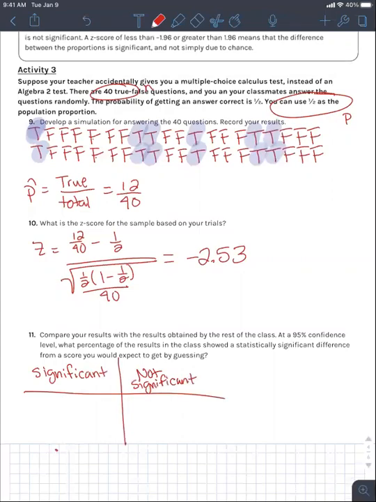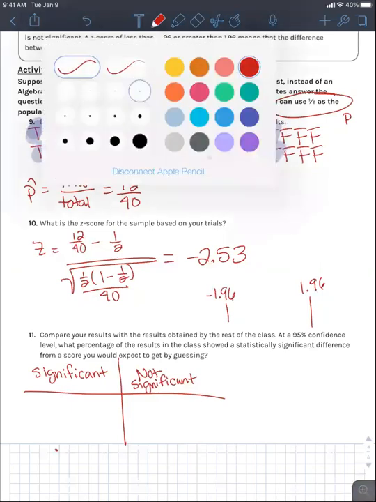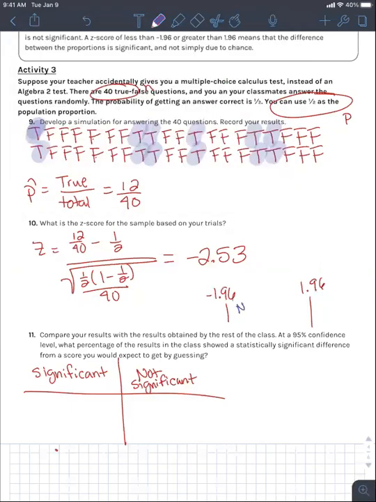Okay, does everybody have their z-score done? Yes? Okay, here's what we need to do. We need to figure out if ours are significant or not. If yours is between negative 1.96 and positive 1.96, it is not significant.